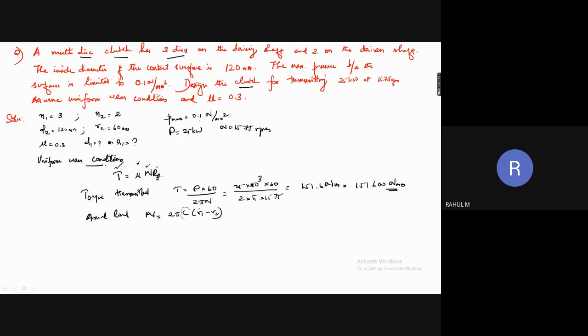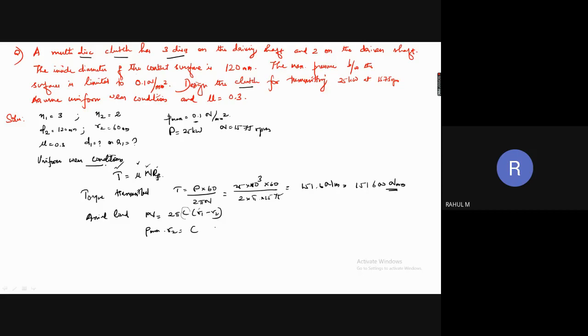We have a condition that the maximum pressure is given. Now we know that P max into R2 is nothing but C. We know the P max value, and the R2 value is also given in the question.